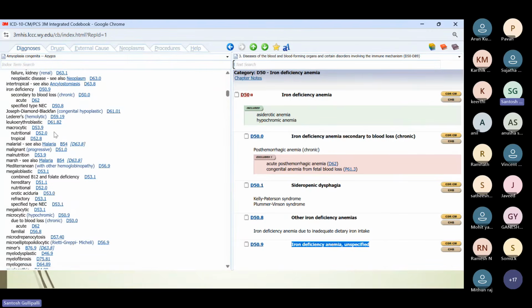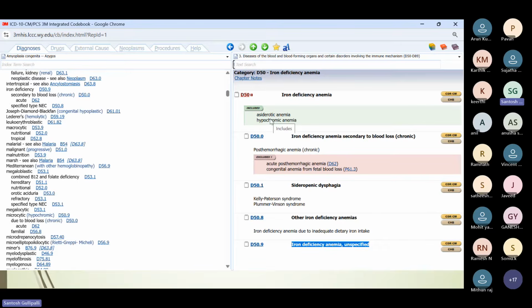This is the alphabetic index on the left side, and the right side window is the tabular list. In the tabular list you can see D50.9 under the D50 series. In the D50 series, there is an includes note. The includes note states acidotic anemia, hypochromic anemia. These are all synonyms for iron deficiency anemia. If you search acidotic anemia, that code also leads to D50.9. If you search hypochromic anemia, that also leads to D50.9. So the includes note means synonyms.